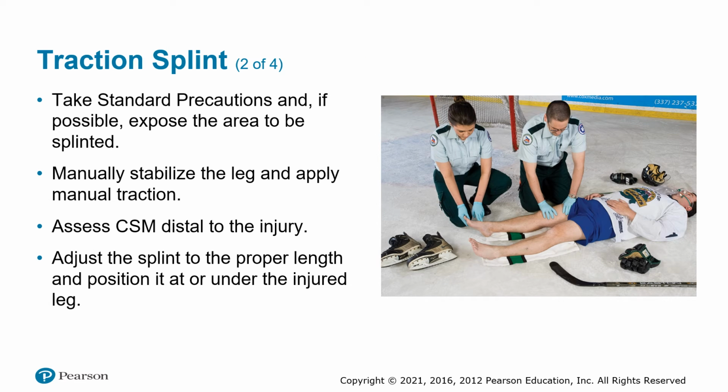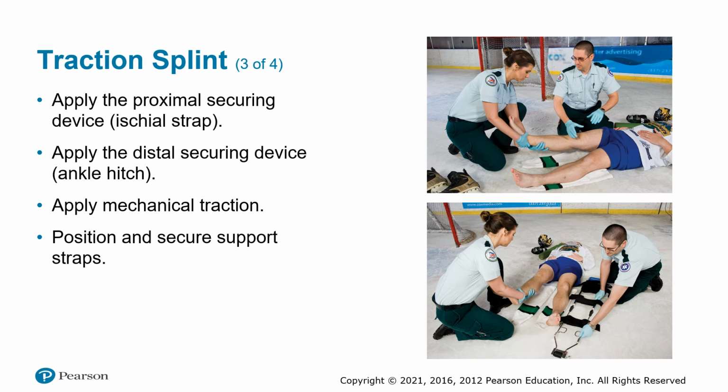Take standard precautions and, if possible, expose the area, manually stabilize the leg, and apply manual traction. Assess the PMS distal to the injury, and then adjust the splint to the proper leg length and position it at or under the injured leg. Which device you use will depend on whether you put it at the leg or under the leg.